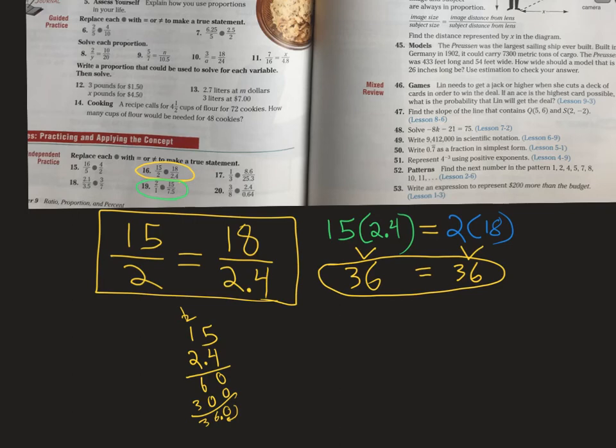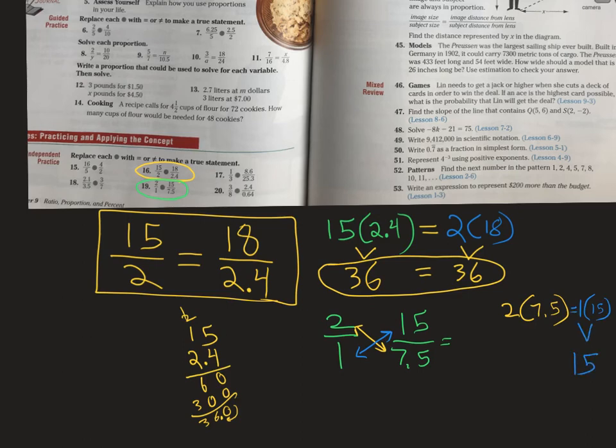All right, let's do it. 2 over 1, 15 over 7.5. So I'm going to multiply 2 times 7.5. And now I'm going to check 1 times 15 and see if they're equal.